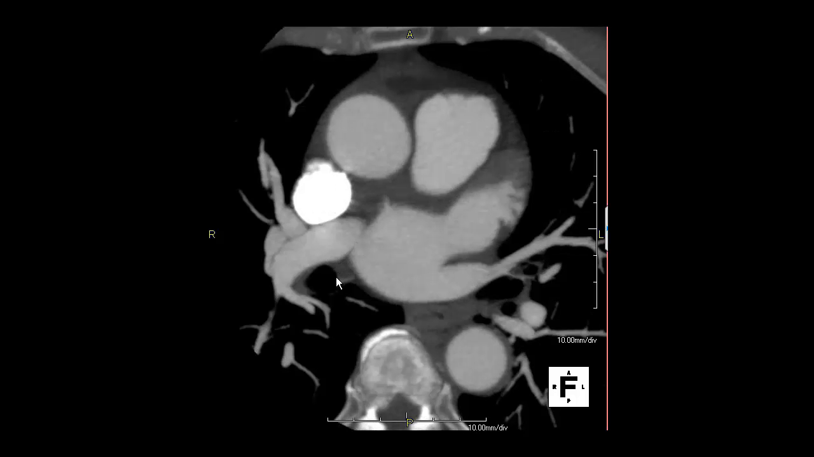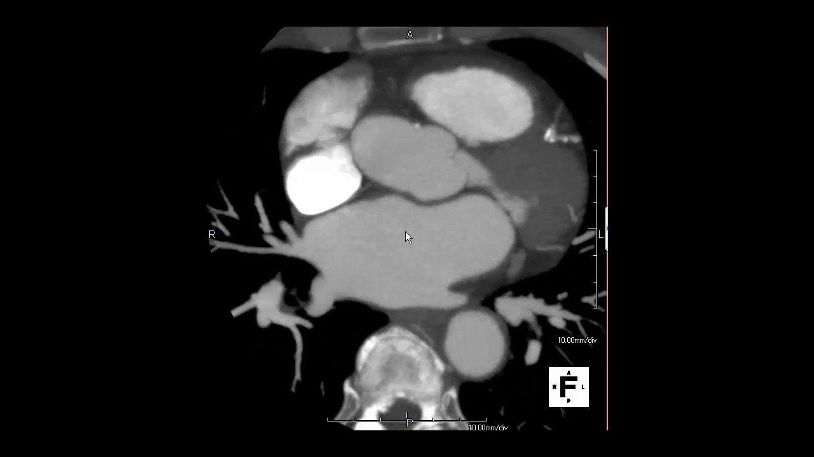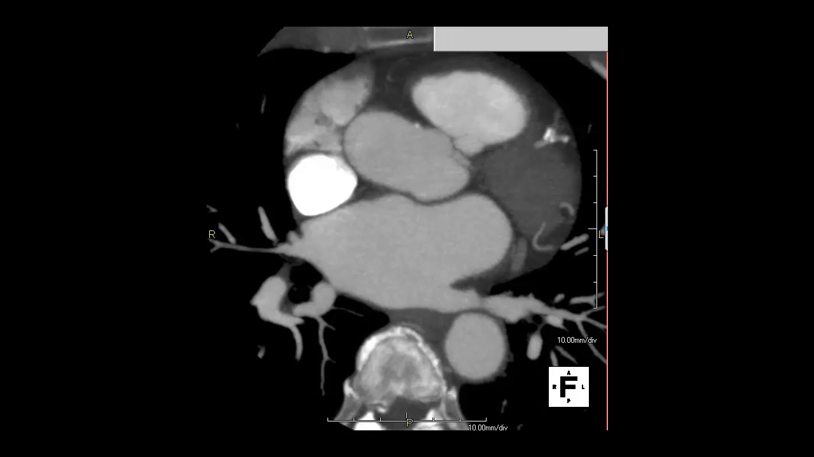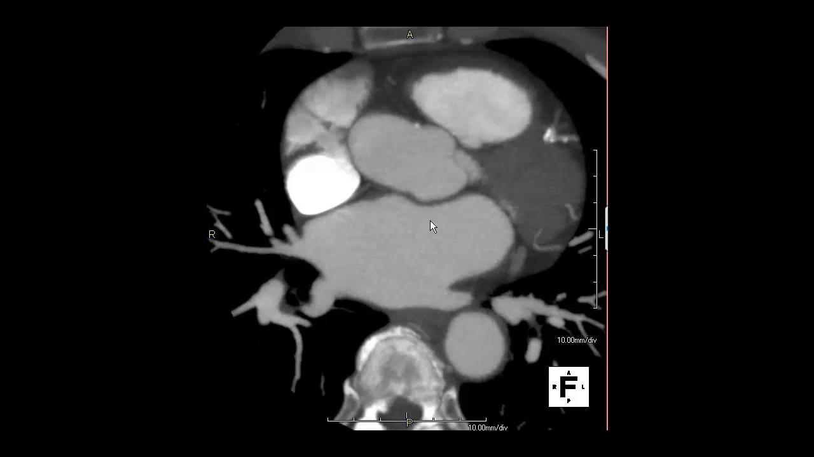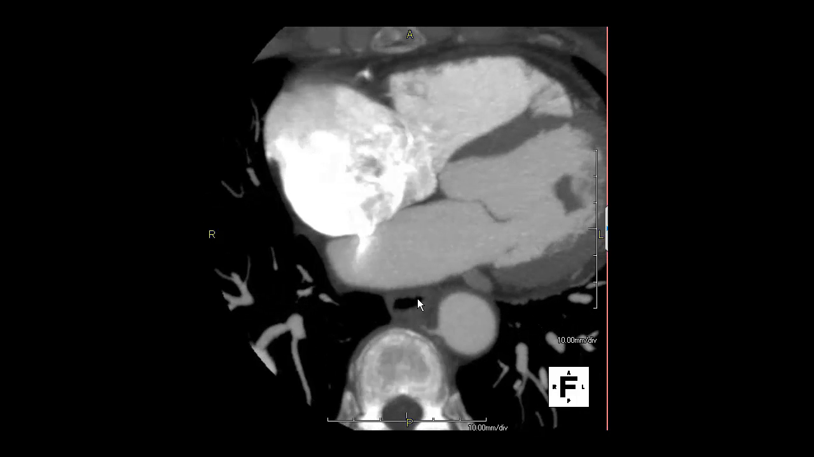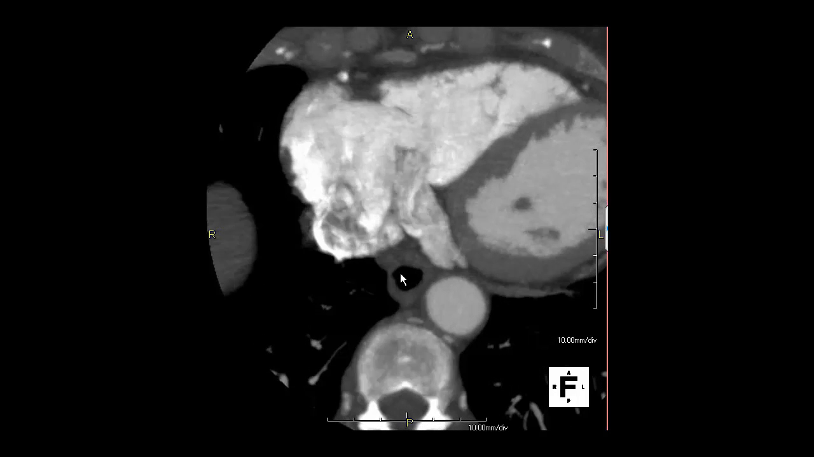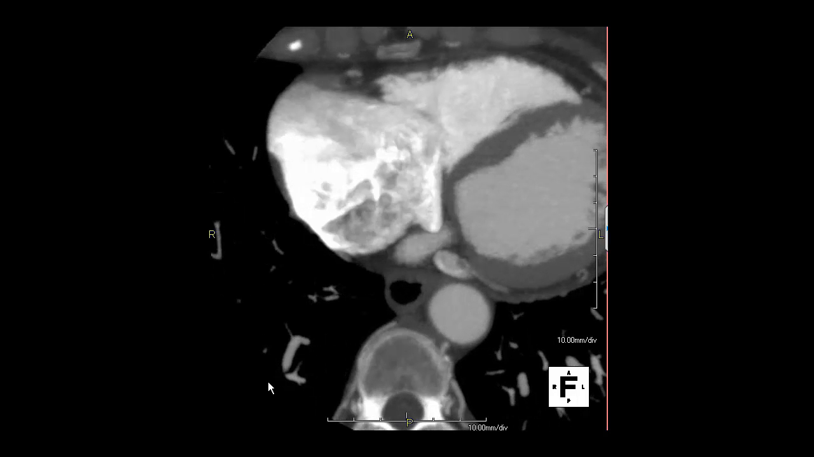Proceeding further caudad, as we go down, here's the left atrium, which may be mildly dilated. We can make a direct measurement of that. It's about 40 millimeters, so therefore it's borderline at most in terms of overall size. Moving on down lower, this is the esophagus. Appears to be somewhat dilated as we get down into the lower regions.